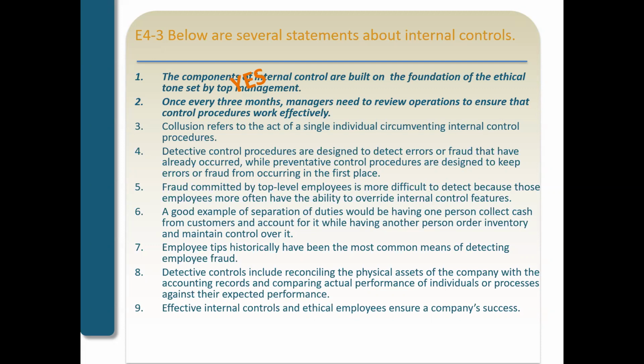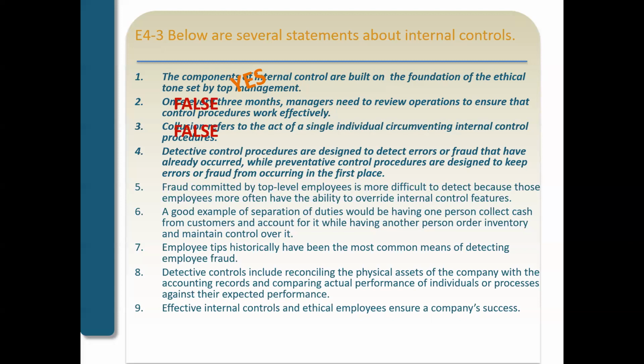Once every 3 months, managers need to review operations to ensure that internal control procedures work effectively. Is that true or false? Guys, it's false. Do you know why? They should be happening more than every 3 months. They should be happening all the time. Next, collusion, which we didn't talk about, but collusion refers to the act of a single individual circumventing internal control procedures. Actually, it's 2 or more people circumventing internal control procedures.